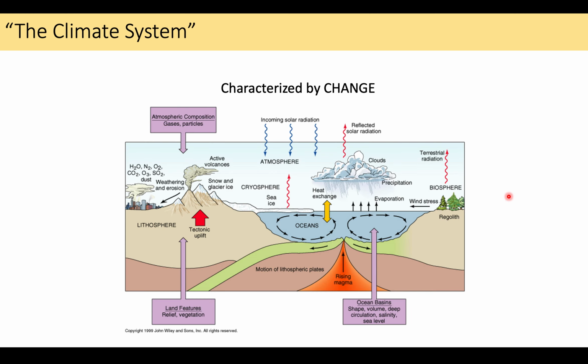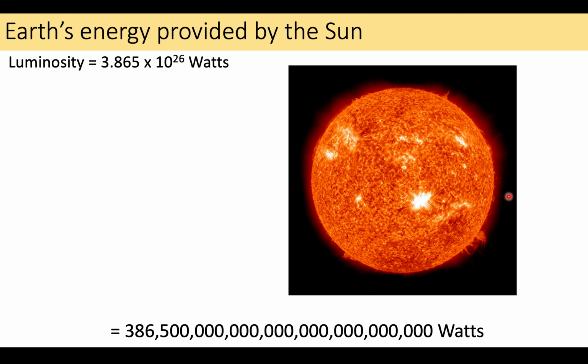So the climate of our Earth is a system. Everything is constantly interacting: the oceans with the land, with the atmosphere, with the magma down in our mantle. There's a constant exchange of energy. Our climate system, we say, is characterized by change. Everything is moving and interacting all the time. So where does our energy come from?